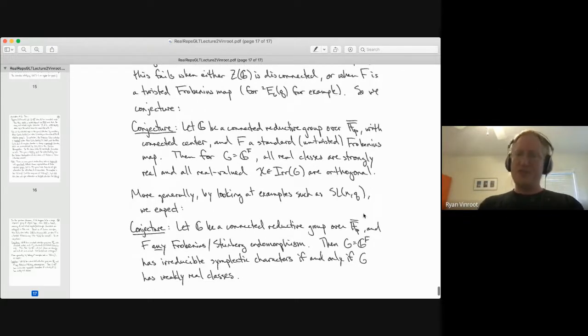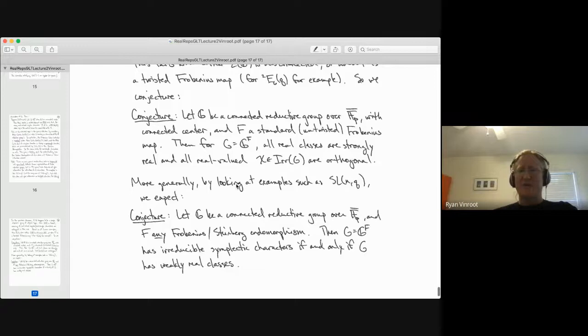But this is a more general conjecture. If we have any connected reductive group and any Frobenius endomorphism, making it a finite group of Lie type, whether it's twisted or untwisted, I believe that this resulting finite group G should have symplectic characters if and only if the finite group G has weakly real classes. So these are kind of my life goals now, to prove these things. And so I've gone over a few minutes, so I will stop here with these conjectures.